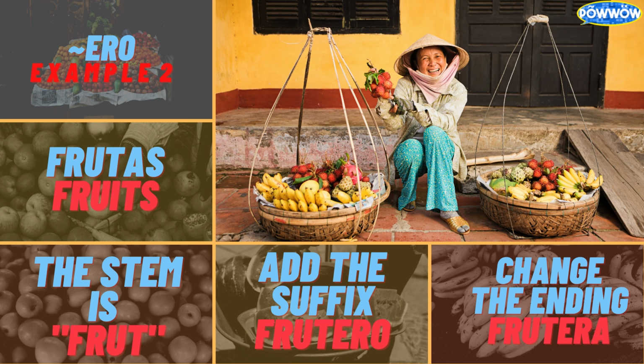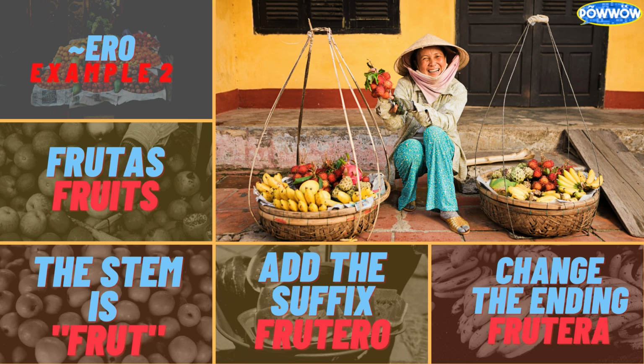So then we add the suffix ero to the stem, and now we have frutero. F-R-U-T-E-R-O, frutero. Now, frutero with the O refers to a male.